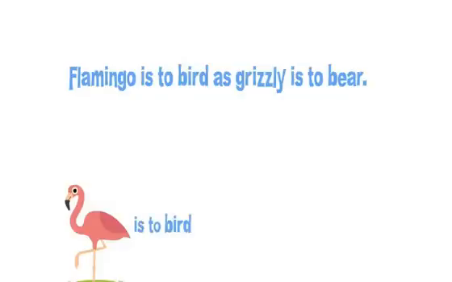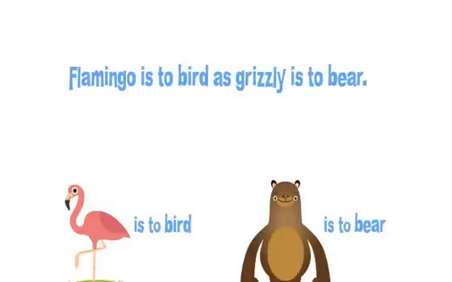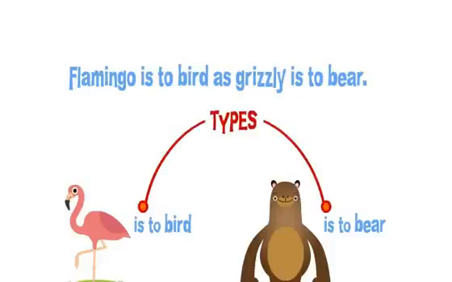Flamingo is to bird as grizzly is to bear. What is the relationship here? These were types of animals. Let's try to finish an analogy that uses types.